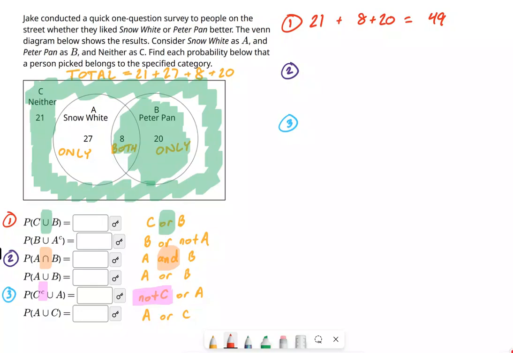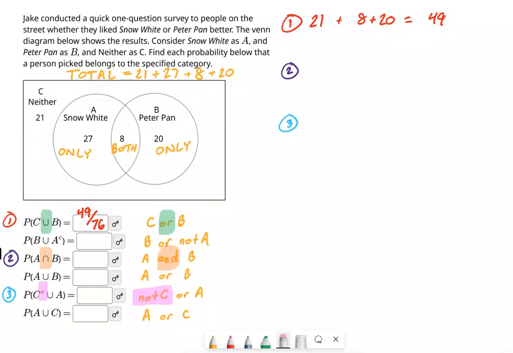Because this is a probability, not a counting problem, I'm going to say that as 49 divided by the total number of people, which was 76. And that's how you do this sort of problem. Let's work through a few other examples.